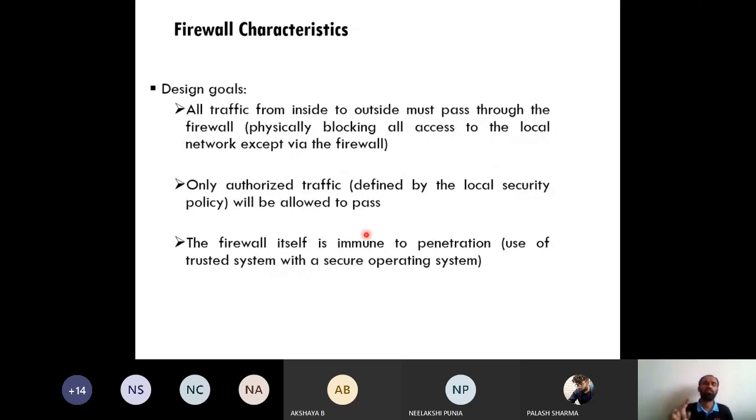Under this goal, the first thing you can see is that the traffic from inside to the outside, remember it is inside to the outside, can pass through easily. Only a few cases may be blocked. Let's take the college example again; I hope you understand better with it. The security person will be much bothered about those entering from outside to the inside. The security person may not bother much about who goes from inside to the outside. The student or the employee going from inside to the outside will be freely allowed.